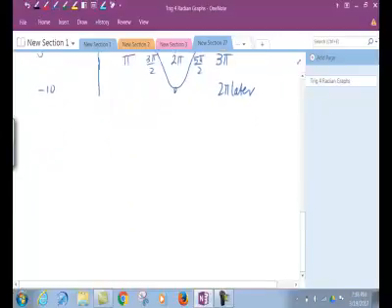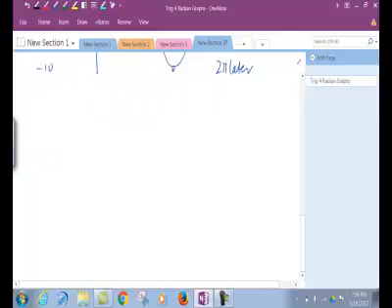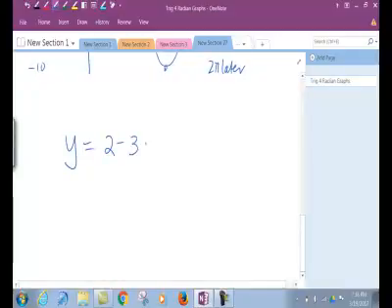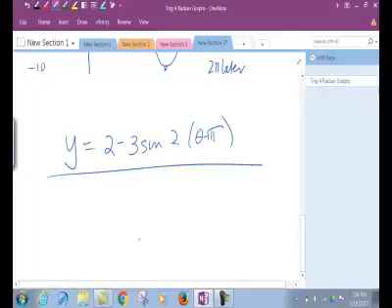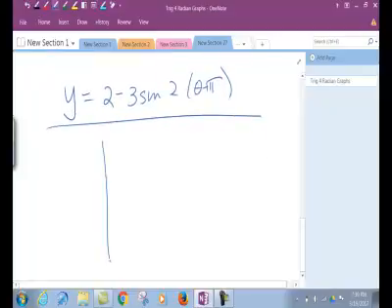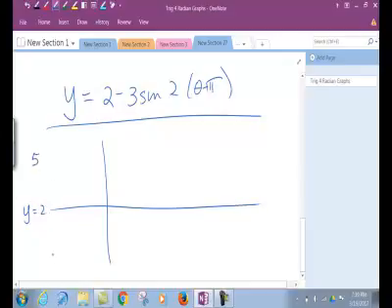Okay, let's go ahead and do a sine curve, and this time the sine curve is going to have a change in the period. So let's graph y equals 2 minus 3 sine of (2 theta plus pi). Okay, so just as a quick review, we always start with a new midline. I'm going to cheat and call this 2, so I don't have so many lines. I'm going to go up 3 to 5 and down 3 to -1.